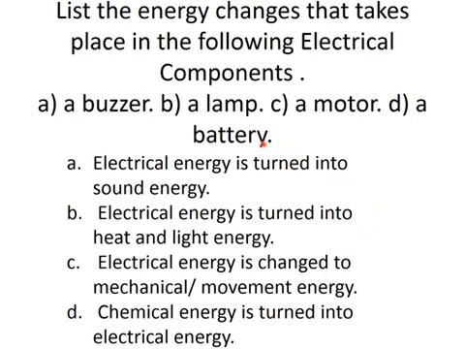And the last one is a battery. In a battery, chemical energy is turned into electrical energy. If you have dry cells at your home, you can check it out, that inside that cell you will have some chemicals. And what this chemical does is that it provides you the electrical energy.